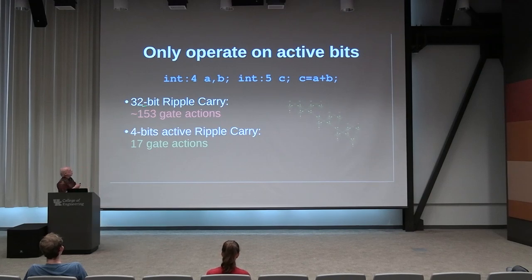And what it takes is basically a 32-bit ripple carry add, as I say, is about 153 gate actions. My 4-bit active ripple carry add is 17 gate actions. 17 is a lot less than 153. We're talking about an order of magnitude power reduction by just doing those gate level operations. And if I'm doing things at the bit level sequentially, I don't have to do gate operations that I don't have to do. I can actually pick whichever operations are significant, do those, and not do the others. Now, is this as good as we can get? No, we can still do better.